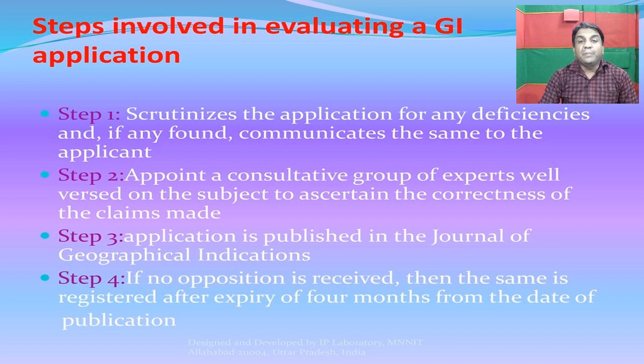Step number three: the application is published in the Journal of Geographical Indications, so that whatever application information is there should be published in the journal. Step number four: if no opposition is received after publication of the application in the journal, the GI is to be registered after the expiry of 4 months from the date of publication. These are the steps involved in evaluating a GI.